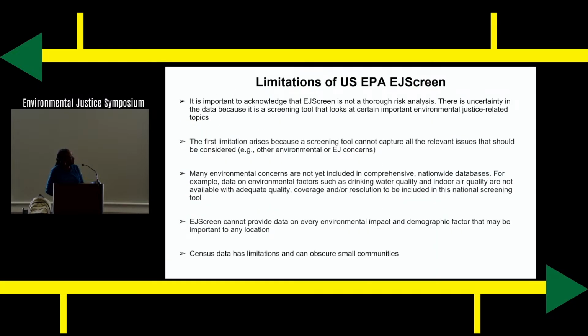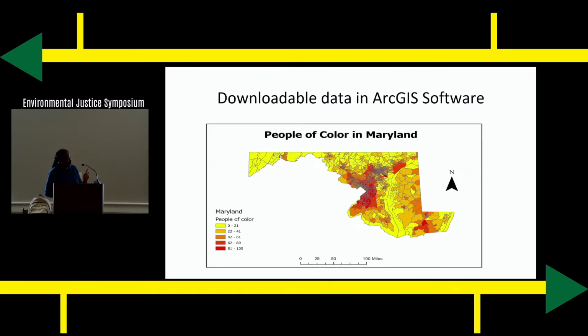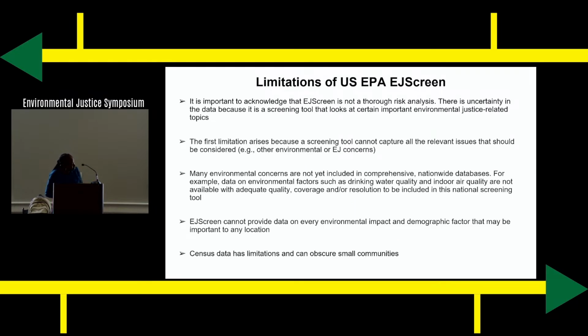So what are the limitations of the tool? Each tool has its own limitations because census data itself is limited. It cannot capture everything and all the concerns in the community. And the environmental concerns that are in the tool may not be comprehensive enough because of availability of data, and it cannot capture every relevant issue in the community.